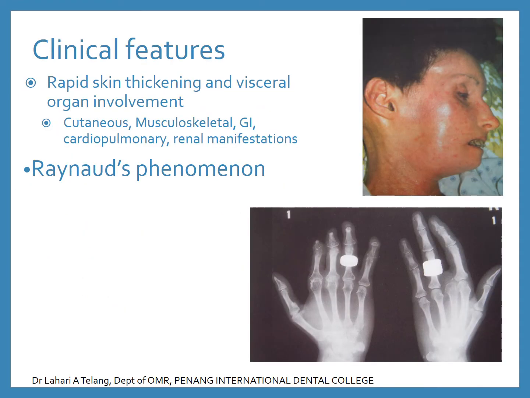The clinical features of a patient who has scleroderma would be rapid skin thickening and visceral organ involvement. Generally, the skin is first involved, cutaneous involvement is seen, followed by musculoskeletal, GI, cardiopulmonary, renal manifestations as well. There could be Raynaud's phenomenon where there is lack of blood supply to the extremities, especially the tips of fingers, toes, as well as the nose also.